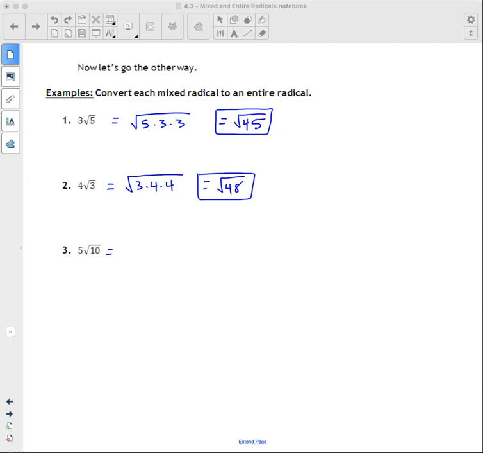Okay, so we've taken out a pair of 5s. That 10 was already in there. So 5 times 5 is 25. 25 times 10 is 250. Okay, not too bad, hopefully.